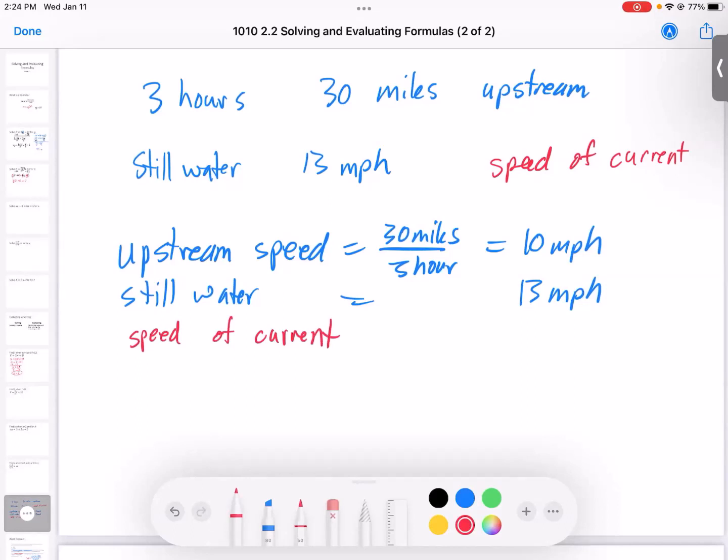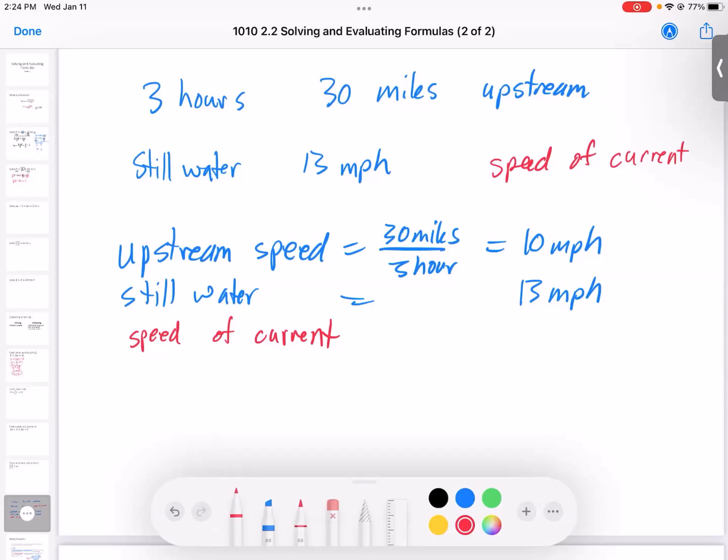So if we envision this, in still water, if there was no current at all, the boat would be going 13 miles an hour. However, when it's going upstream and the current is pushing against it, it goes slower, even though the motor of the boat is still pushing it forward just as fast, you could say. The amount that it actually moves when you compare it to the shoreline is only 10 miles an hour. And so the speed of the current in this case is going to be 3 miles an hour, because the current is taking 3 miles an hour away from the still water speed.